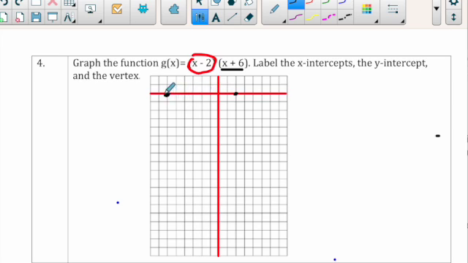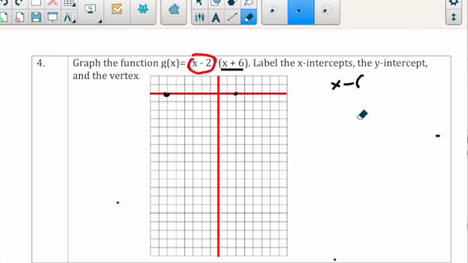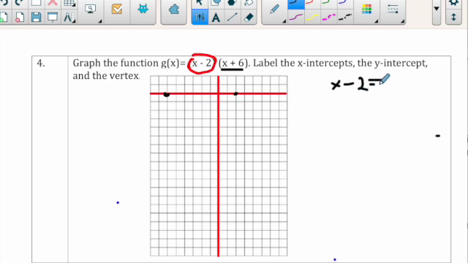Okay, now if you're wondering how I figured that out, I set each factor of my equation, sorry, I want to make that a 2, equal to 0. Right, x equals 2.